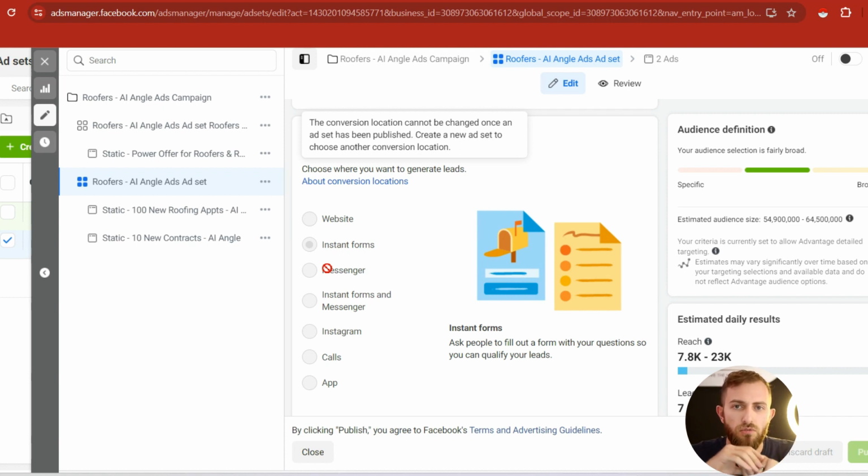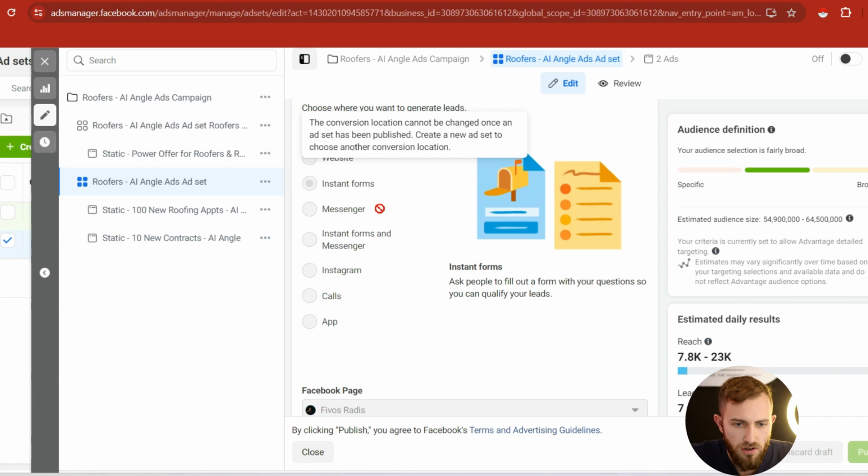The person doesn't need to click on your ad, go into a landing page or go on your website, and sometimes landing pages and websites are not optimized. And the person can be completely lost, loses interest, and it's not a good experience. Okay, so it's a very easy way to generate leads with instant forms. Cool. You want to click over here on instant forms.